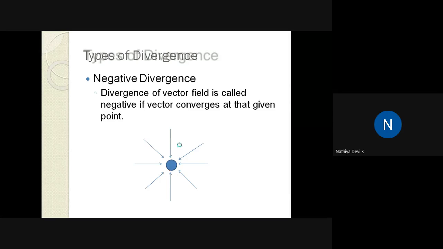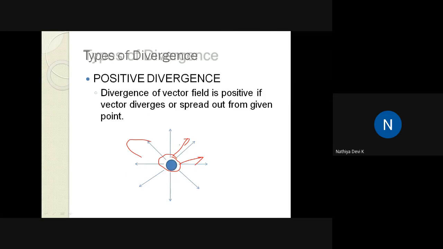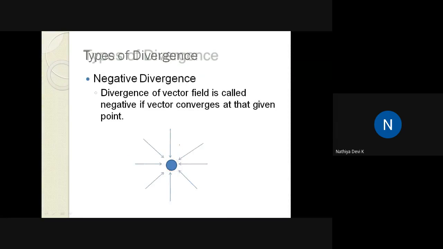So there are three types of divergence. Zero divergence: an equal number of lines coming in and going out. Positive divergence: it spreads out the flux lines outside. Negative divergence: it attracts or converges the flux lines into it. These are the three different types of divergence. Now coming to our definition.